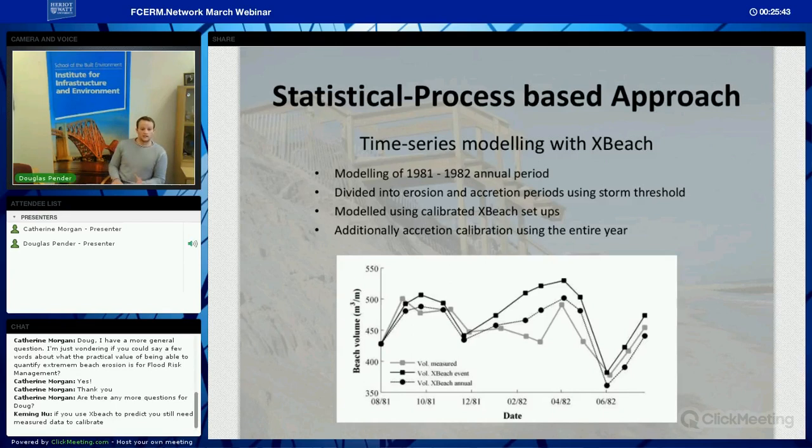Yes, if you use XBeach to predict, you still need measured data to calibrate, but that doesn't have to be over such a long period of time. So you could essentially go out during one winter, if you've got a decent forecast and the flexibility, and just measure pre and post storm profiles. So you still need to calibrate the model, correct? But it's a much shorter period that you're interested in, so you don't need say 25 years. You maybe need a year to see how it's responding annually, but if you only really need to set it up for the storm erosion, it's much shorter periods.